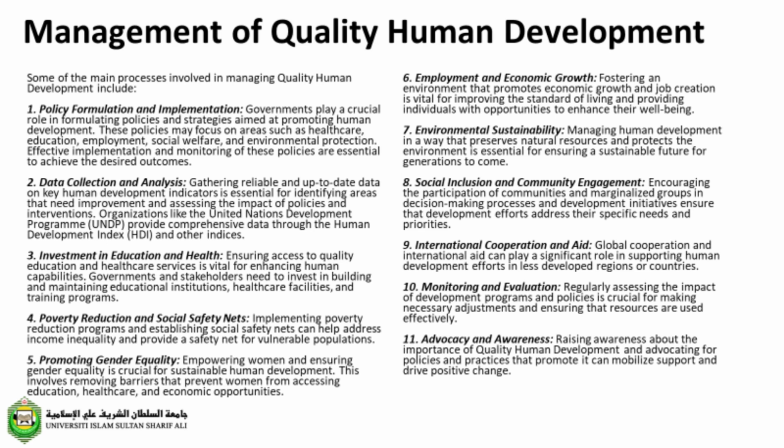4. Poverty reduction and social safety nets. Implementing poverty reduction programs and establishing social safety nets can help address income inequality and provide a safety net for vulnerable populations. 5. Promoting gender equality. Empowering women and ensuring gender equality is crucial for sustainable human development. This involves removing barriers that prevent women from accessing education, healthcare, and economic opportunities.